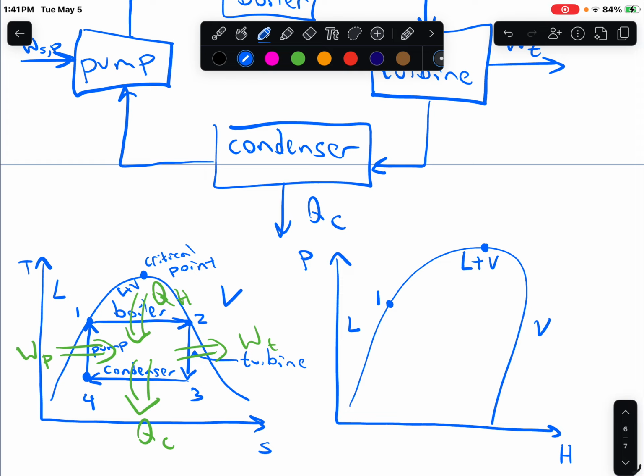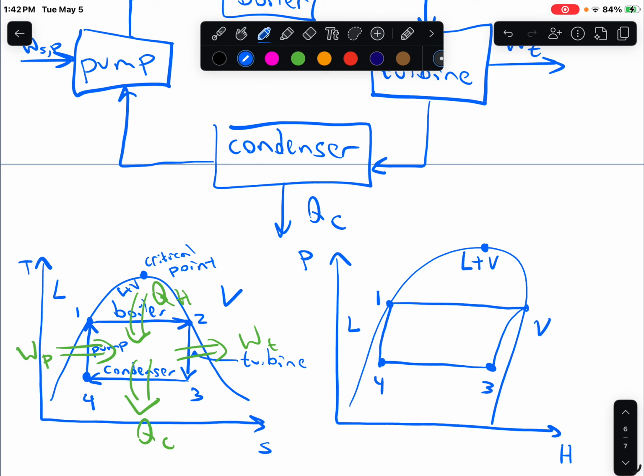Going back to state 1, the boiler takes us to state 2. Now, the turbine doesn't work at constant enthalpy. It reduces the enthalpy along a constant entropy line, which I'm not really sketching here. Constant pressure in the condenser to state 4, and again, it's going to be the constant entropy line to get to the pump to get back to state 1.